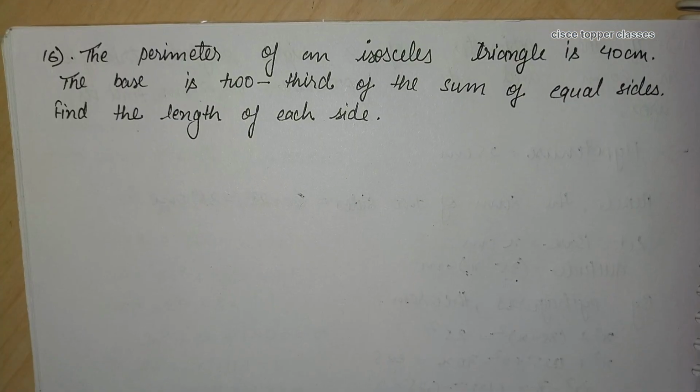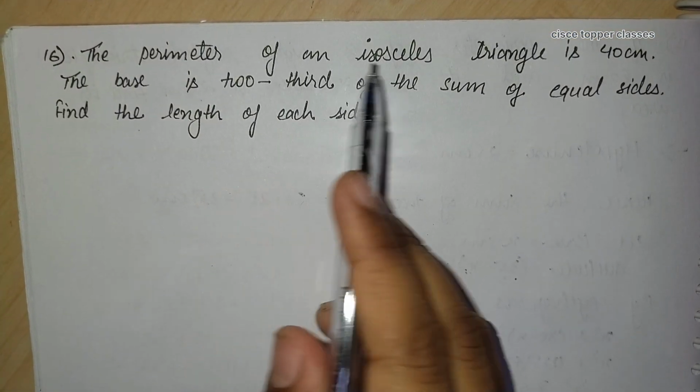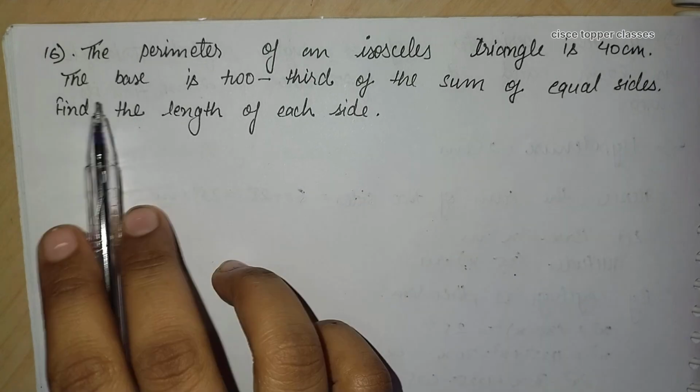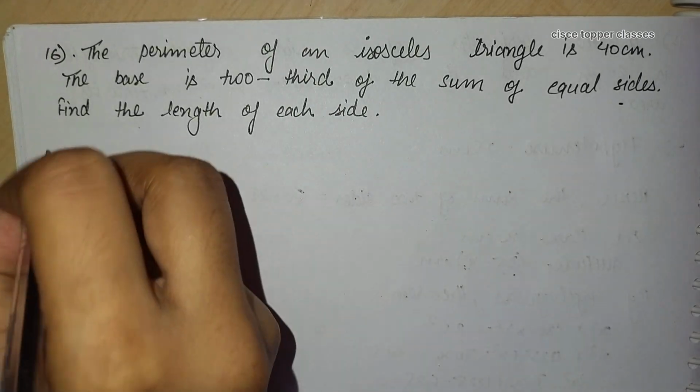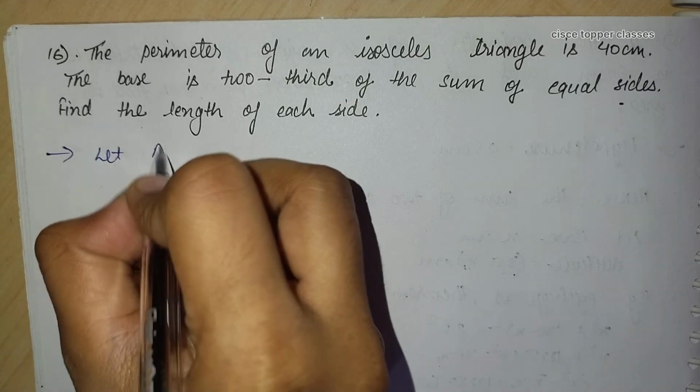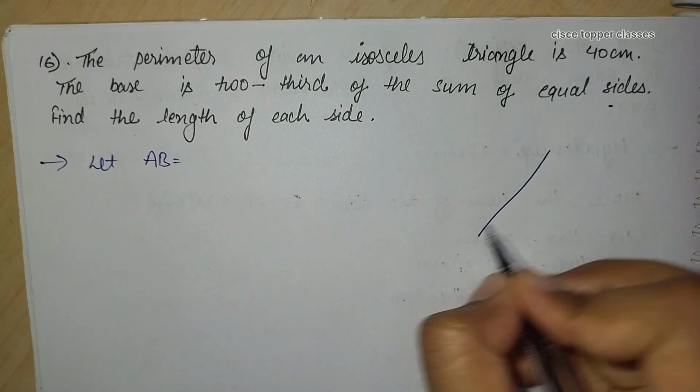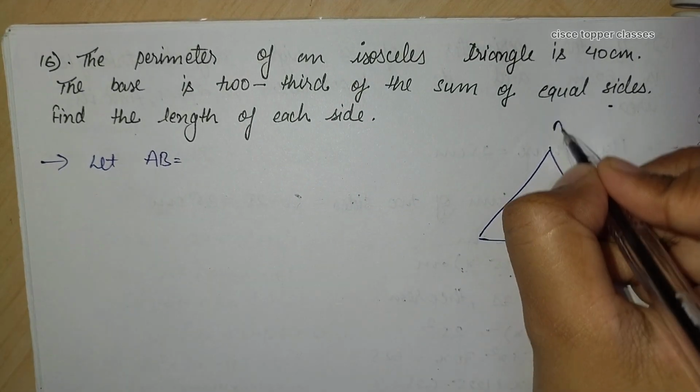Now let us solve the 16th question. The perimeter of an isosceles triangle is 40 centimeter. The base is 2/3 of the sum of equal sides. Then find the length of each side. Let the equal side be AB. Let this be the triangle here.